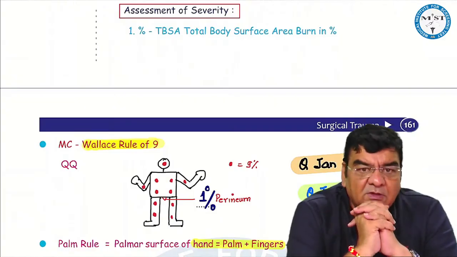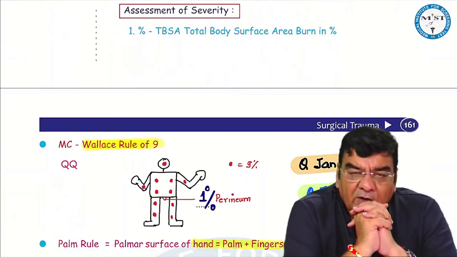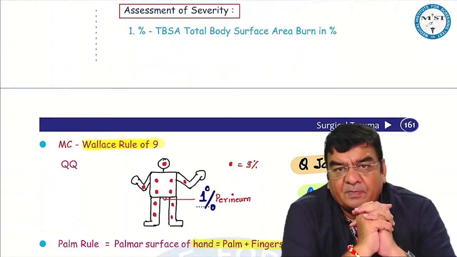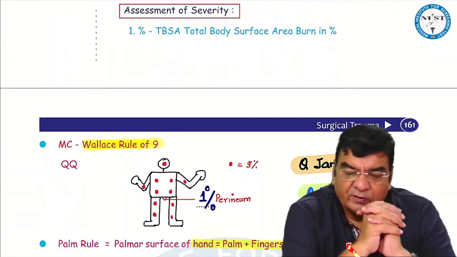To assess the severity, we can calculate the total percentage of burns, TBSA, total body surface area burn in percentage. Most commonly, we use Wallace rule of 9.